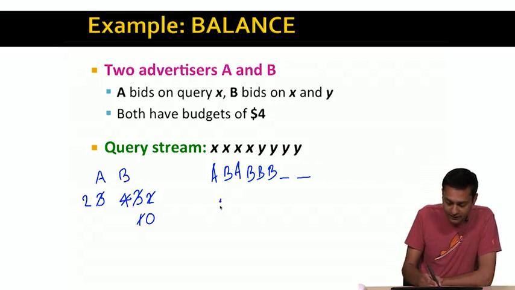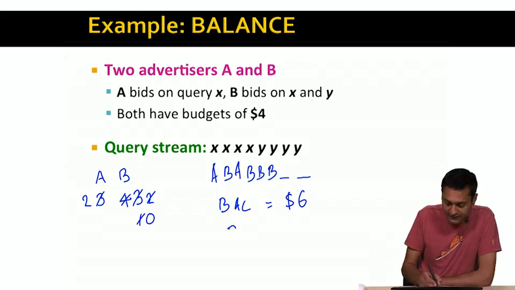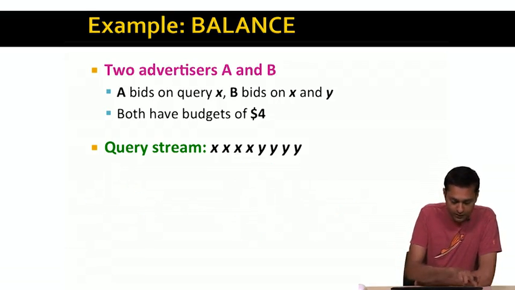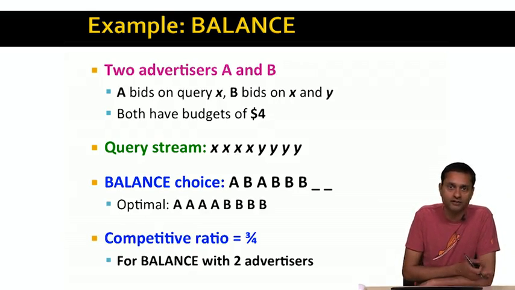So as a result, the balance algorithm has a revenue of $6 because we show 6 ads in the balance algorithm. The optimal algorithm, as we recall, has a revenue of $8. And so the competitive ratio in this case is 6 by 8, which is 3/4, which is better than a half, right? So that's exactly what happens here. That's the balance choice and the optimal choice, and the competitive ratio is 3/4.